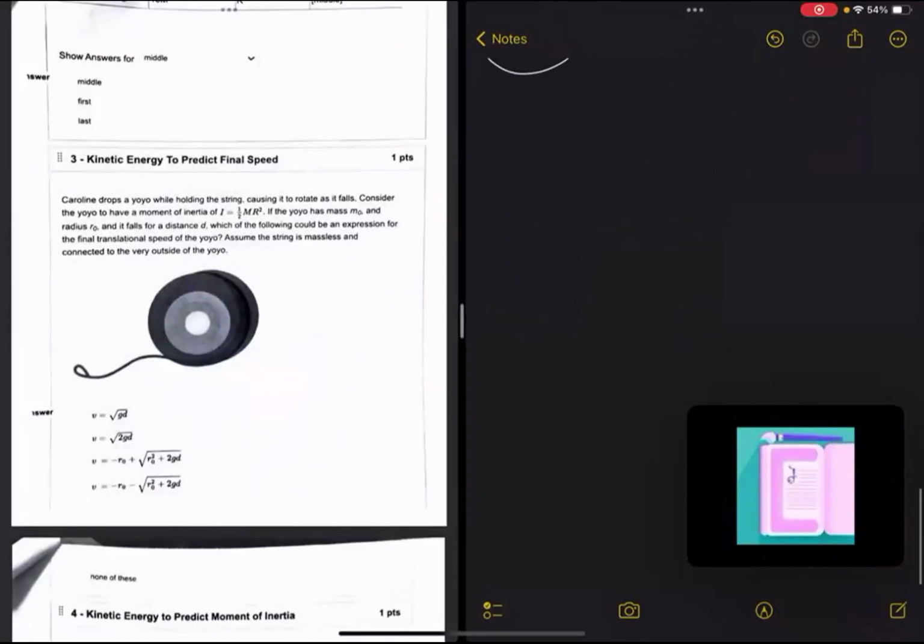What do you think? How would you solve this kind of question? I would first set up conservation of momentum, oh sorry, conservation of energy. So I did mgh equals, then I did one half I omega squared. Yes, omega, because you are using angular terms, so everything will be in angular terms.